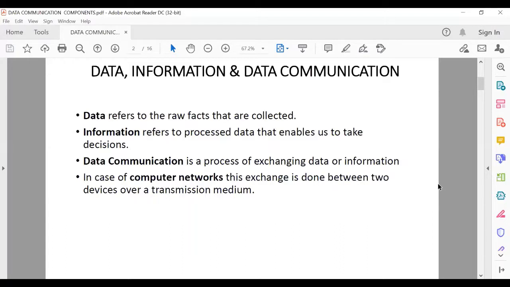Now, the software part involves certain rules which specify what is to be communicated or how it is to be communicated and when. And it is also called a protocol.